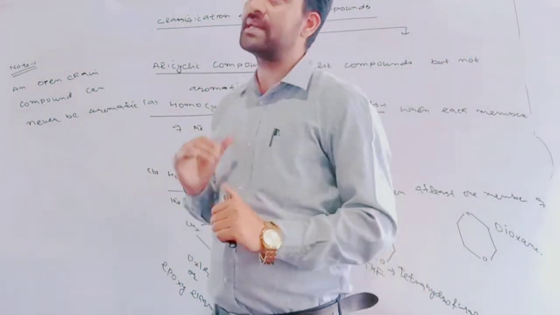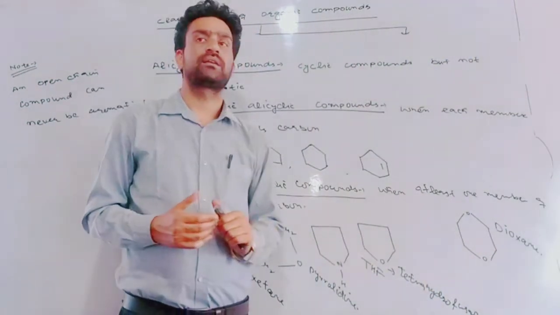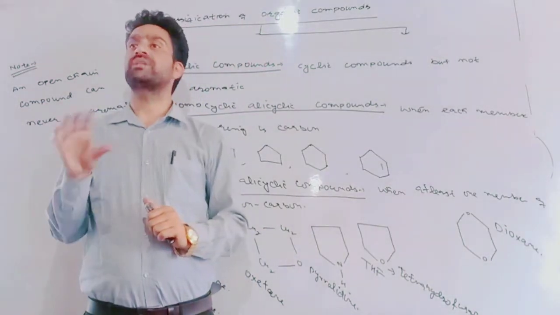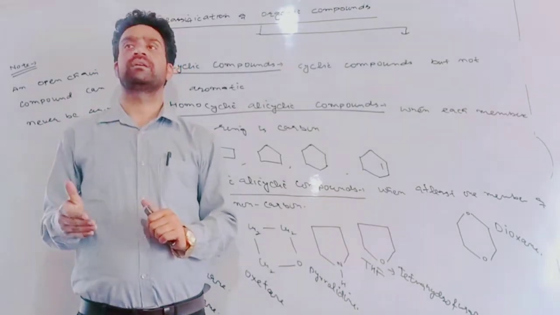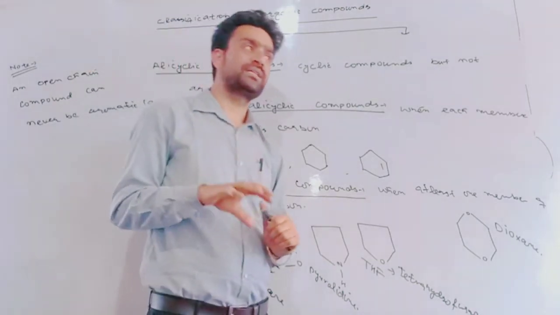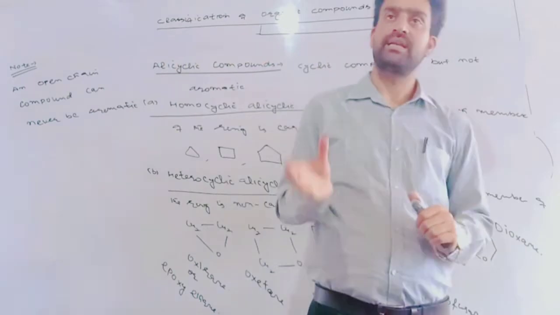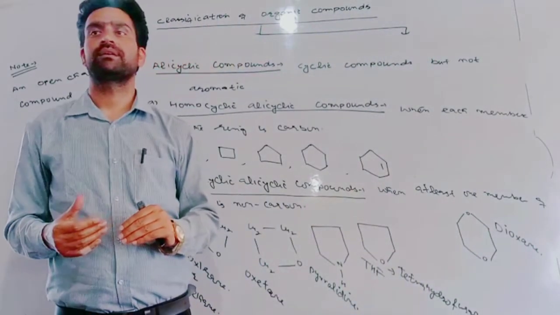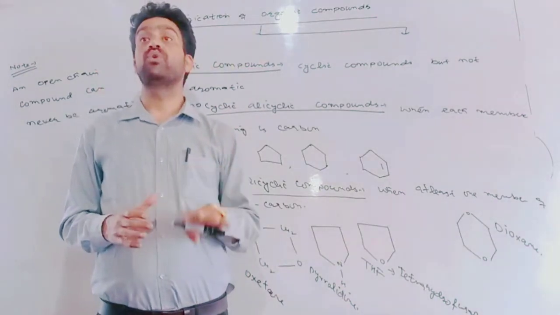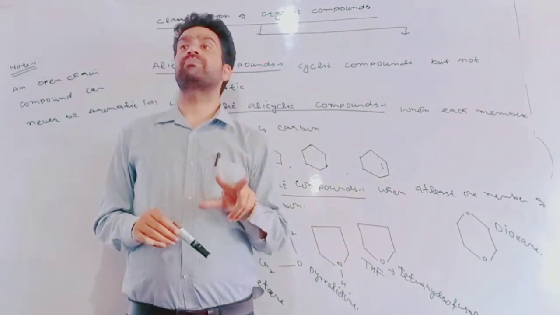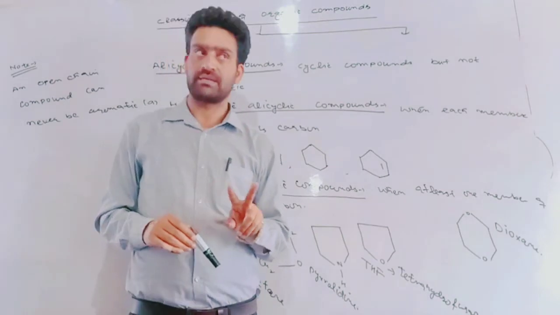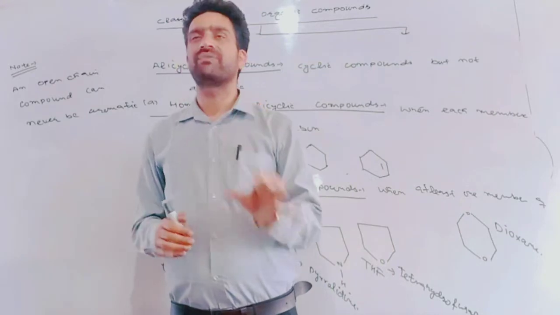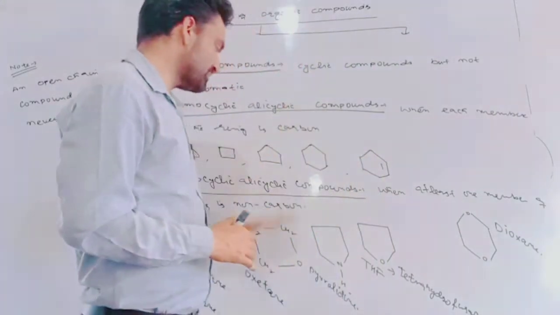Alicyclic compounds. What are alicyclic compounds? Cyclic compounds but not aromatic. जब कोई भी cyclic compound है वो cyclic ring के फॉर्म में है लेकिन वो aromatic नहीं है, उसे क्या बोलते हैं? Alicyclic compound. Alicyclic compounds are further differentiated into two types: homocyclic and heterocyclic. What are homocyclic? When each member of the ring is carbon. Now what are heterocyclic compounds? When at least one member is a non-carbon. And I have mentioned the example of all.